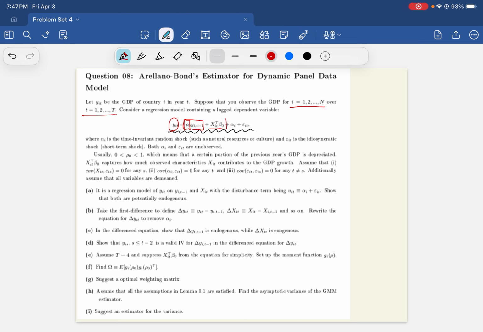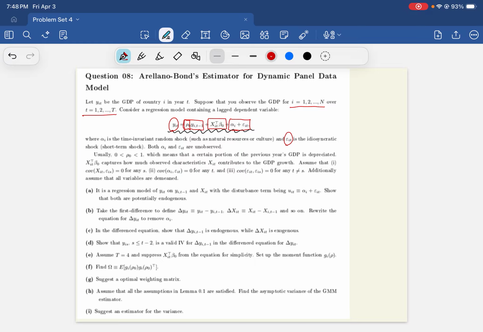And on top of that, there is an additional contribution from other characteristics x, and there are two unobserved terms. Alpha is a time invariant, country specific random shock that stays over time. That's a permanent shock, such as natural resources or some kind of cultural things. And epsilon is a transitory, idiosyncratic shock that is specific to just one year, like a financial crisis or things like that.